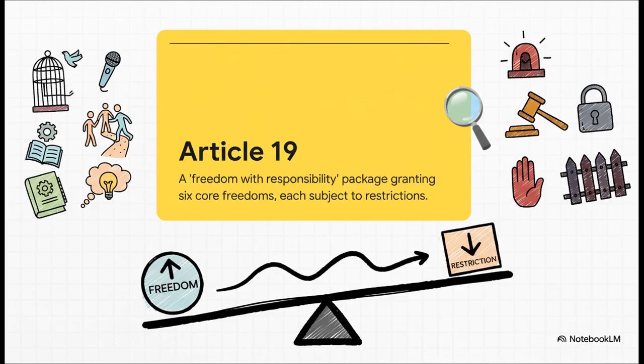Okay, so let's break it down. Article 19 is basically a freedom with responsibility package. It's a two-sided deal. On one side, you get this amazing list of 6 core freedoms, the stuff that really makes a democracy tick. But on the other side, the state gets to impose what it calls reasonable restrictions. And that balance, that tension right there, that's everything.